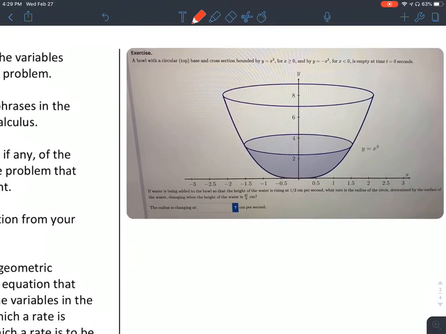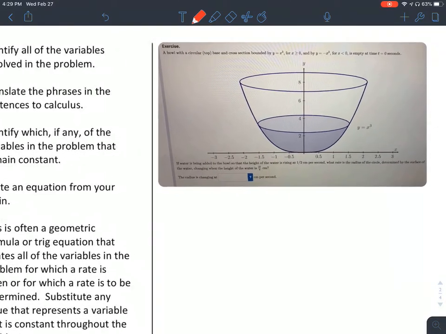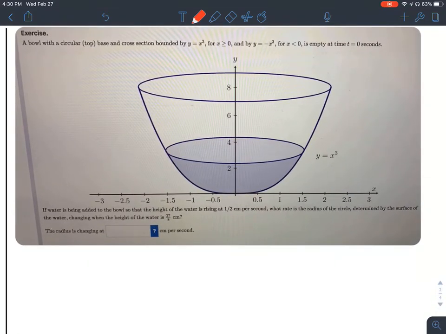So here's my suggestion. First step, identify any variables that are in this problem. So let's look at these. It mentions that this is a circular top. That's referring to this part right here. If that's circular, then that must have a radius. So the radius is going to go from the center of the circle to the circle. This is in a coordinate plane, but what we're saying here is that x is equal to the radius. And it's being measured in centimeters.